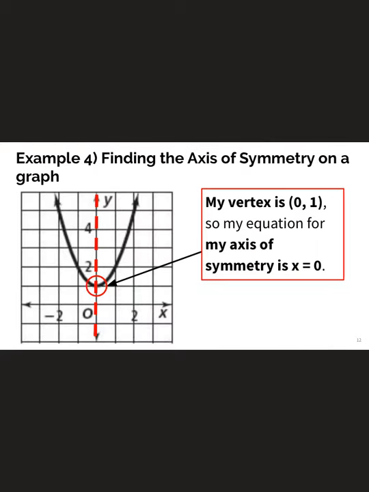So let's work through an example of finding the axis of symmetry on a graph. Once again, this is our same graph from example 1. We've identified the vertex. We said that our vertex was (0, 1), and we've circled it. And so what I want to do is draw a vertical line going down my vertex. This vertical line represents that axis of symmetry. I know that the equation for my axis of symmetry is going to be x equals whatever the x-coordinate is for my vertex, which was 0. So my axis of symmetry for this graph is going to be x equals 0.